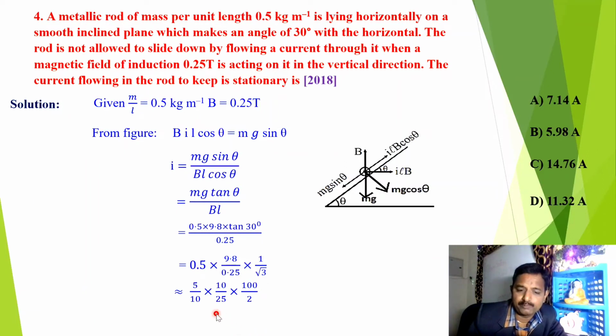So here I will take approximate values to get the answer easily. I will take 0.5 as 5 by 10. 9.8 I will take approximately 10. Okay. So 0.25 means 25 by 100. Instead of root 3, I will take 2 to get the answer easily. So here I am taking approximate values to get the answer easily. So here I got 10 ampere.